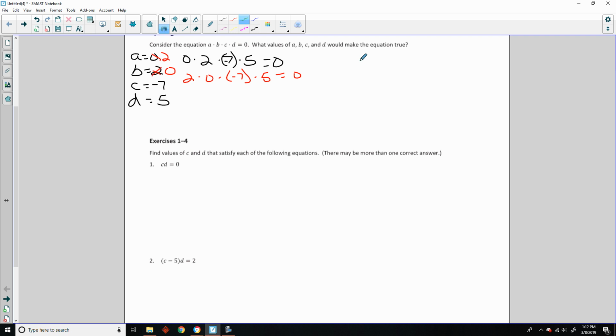It could be 0 times 3 times 2, and that would be 0. It could be 0 times 3 times 0 equals 0. Or it could be all of them 0. So the answer would be, as long as one of them is 0, the answer will always be 0. One or more are 0.